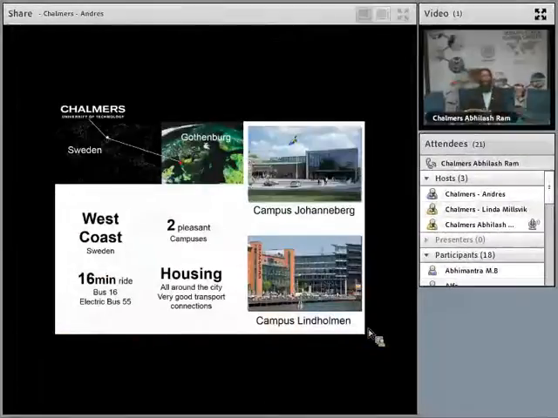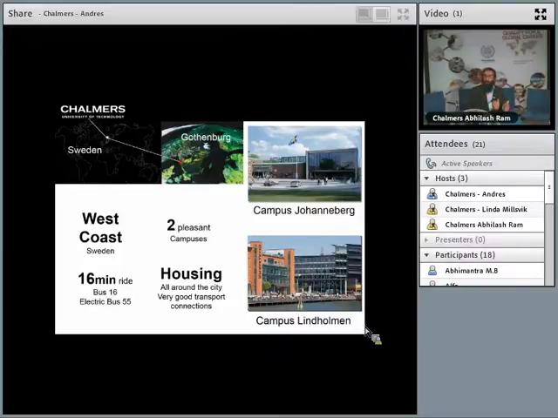We in fact have one doctoral student today with us in the discussion. The university is located on the west coast of Sweden, also known as the best coast of Sweden. It's in the city of Gothenburg. The city of Gothenburg has 2 Chalmers campuses, and that is Campus Johanneberg and Campus Lindholmen. These 2 campuses are connected to each other by bus number 16.